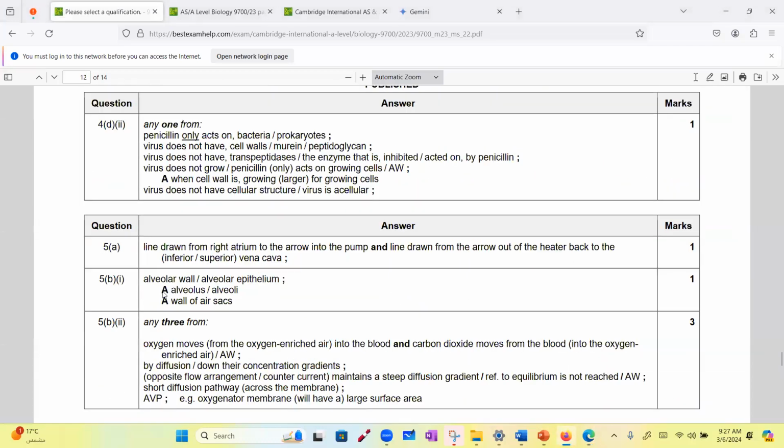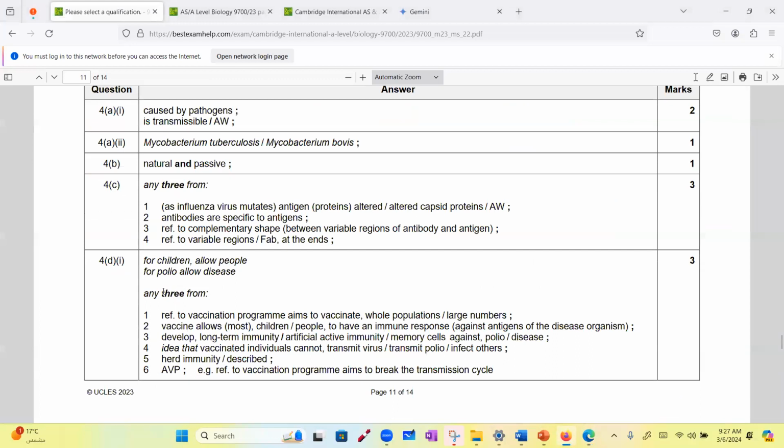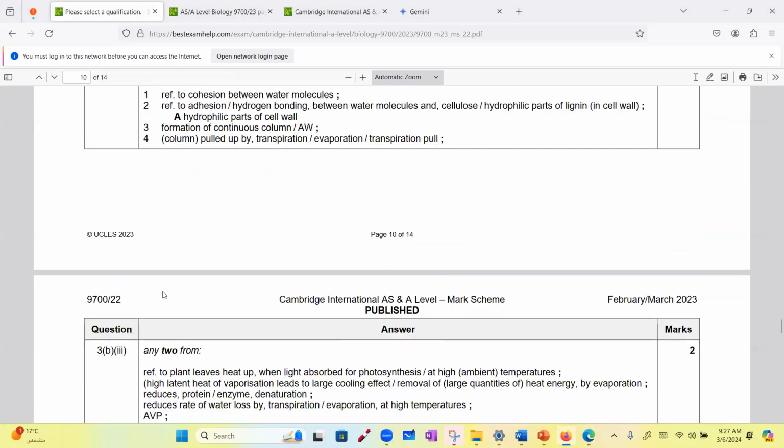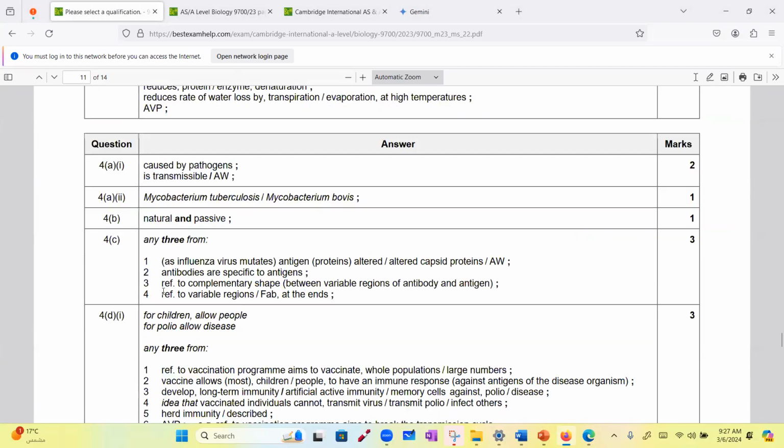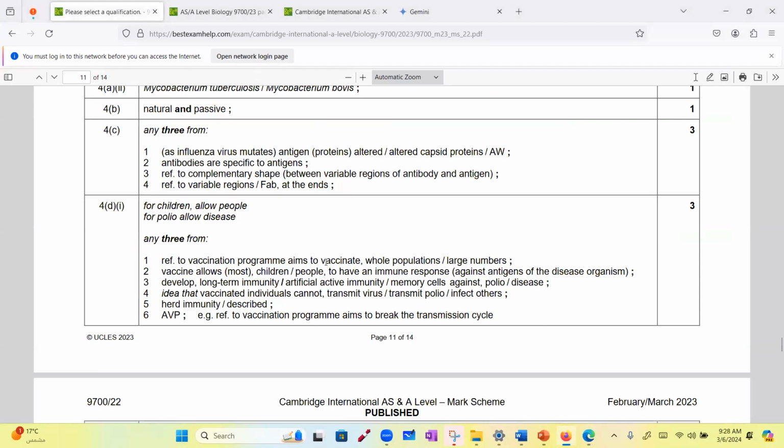Vaccines are very important. Whole population herd to have an immune response. We said the long-term immunity and the memory. Artificial active, we did not say it, we said memory. Cannot transmit the virus, will prevent herd vaccine, we said it. Any valid point refers to vaccination programs aimed to break the transmission cycle.